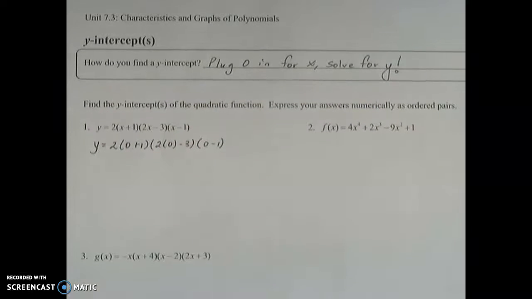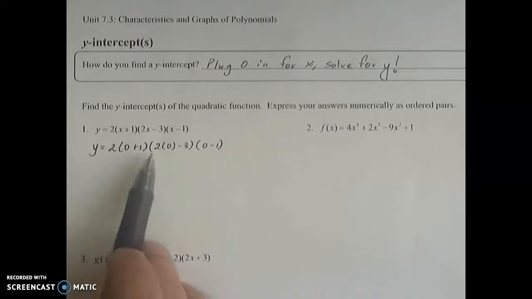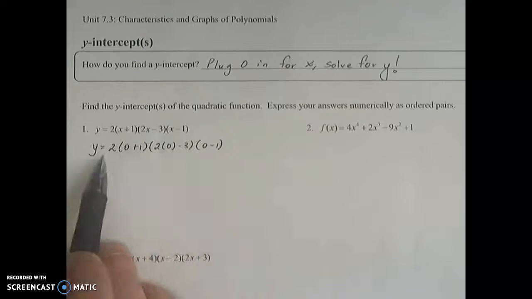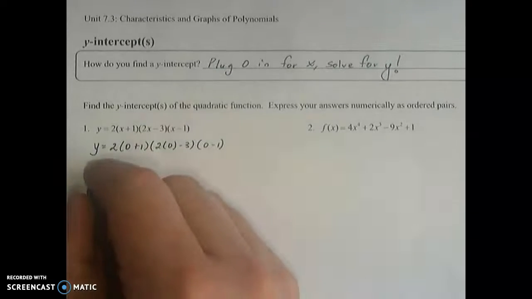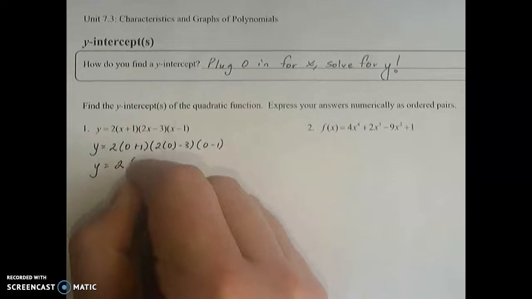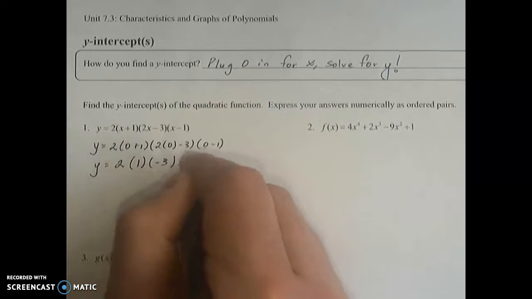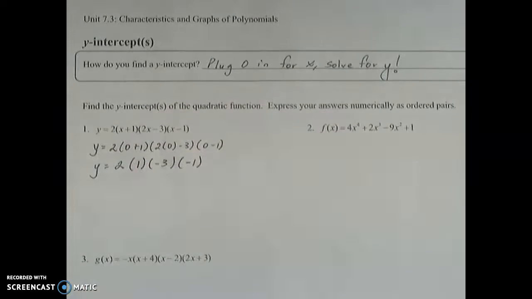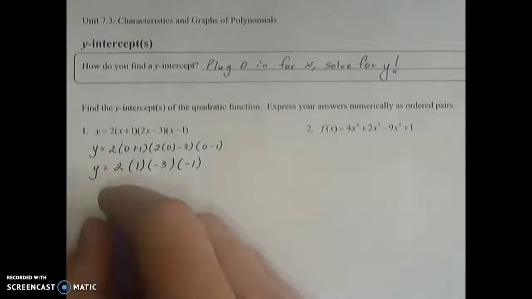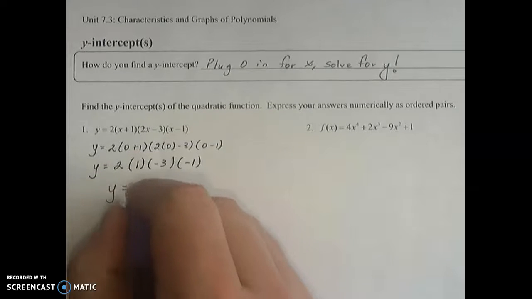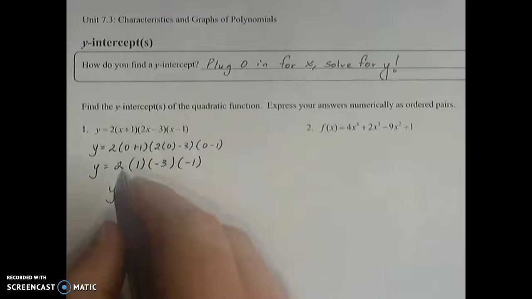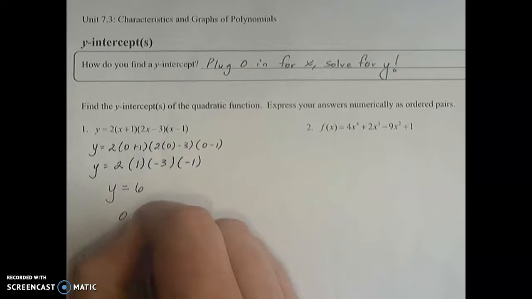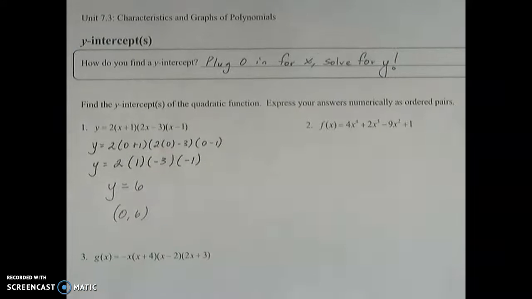And all I'm going to do here when it's in factored form, we're just going to use our order of operations. So we'll do the operations that are in the parentheses first, and then really we're just going to be multiplying some numbers together. So we'll have 2, we'll have 1, we'll have -3, we'll have -1. If you multiply all of those together, you will get y equals +6. So that means the y-intercept is at (0, 6).